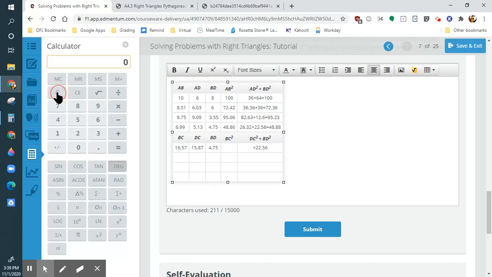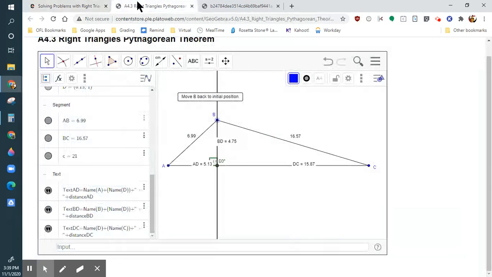Let's clear this out. 16.57 times 16.57. I hit the num block. This should be 274.53. And I try to avoid the round off error by using 2 decimal places, but there's still going to be round off error. Anytime you round, there's going to be a round off error.